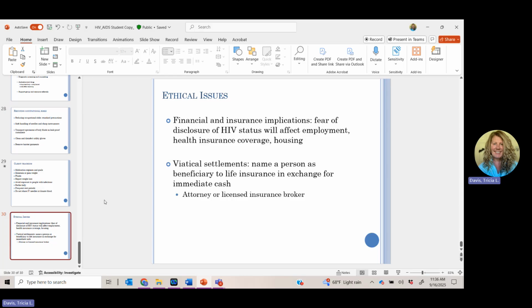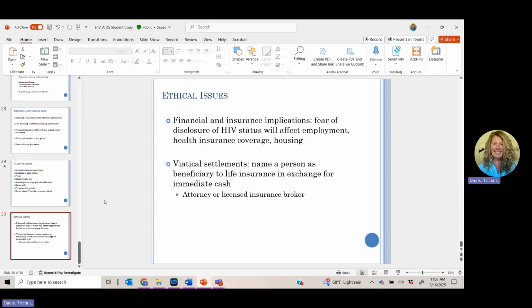There is something called a viatical settlement, which is where a patient that has AIDS can name a person as beneficiary to their life insurance in exchange for immediate cash. So some of these patients, when they develop AIDS, because of the cost of the different medications and the treatments and the care that they're going to need because they get so sick, they don't have the money to be able to provide for themselves.